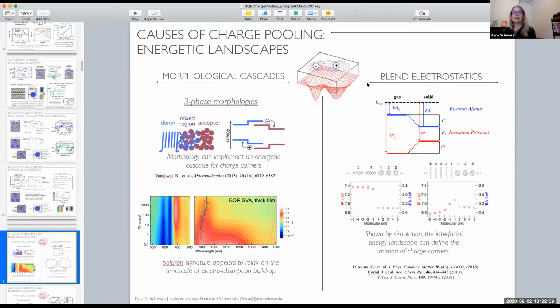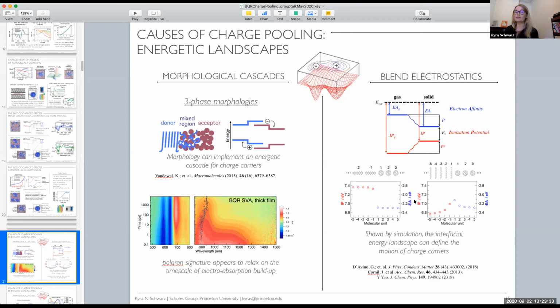The two kinds of ideas that we have really nailed down are, first, morphological cascades, for example with three-phase morphologies. This has been around in the literature for a little while now, with areas of aggregate donor and acceptor, and a slightly higher energy intermixed region that can cause a cascade of carriers away from each other, away from the interface. And we started to see some evidence for this. I'll show some more in a moment. We have the relaxation of a polaron signal here on the time scale of this charge buildup that we see.